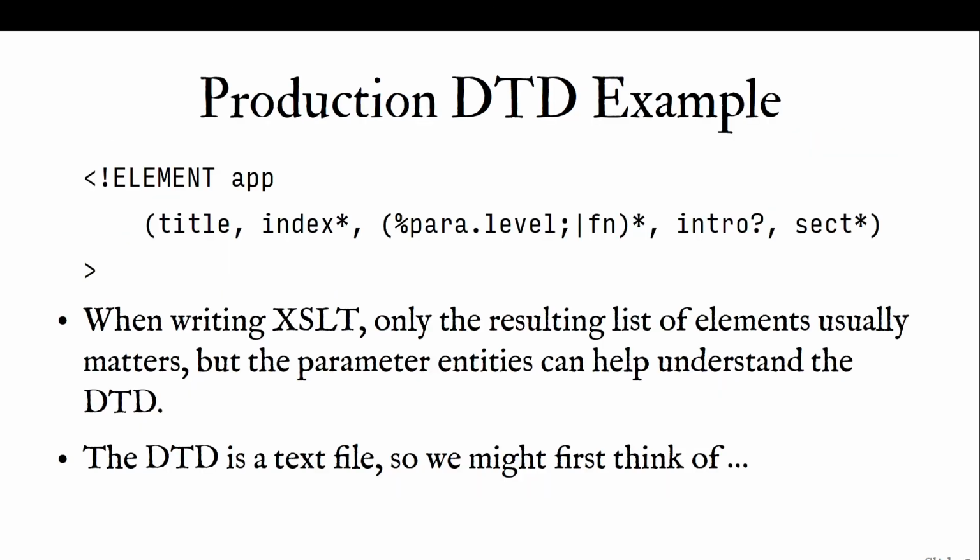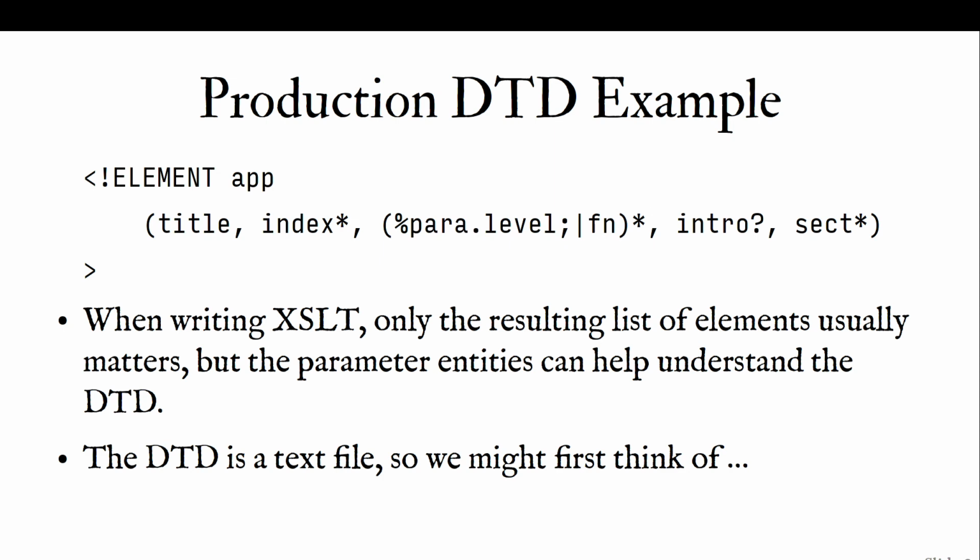Okay, here's an example taken from a DTD of one declaration. It begins with a less than exclamation mark element, and it ends with a greater than sign, and there's the element name, and then there's what's called content model. And that thing in the middle that says para.level or fn, that's the list of elements in the middle of the thing. Para.level is a parameter entity. So Eddy needs to understand the DTD enough to figure out the parameter entities.